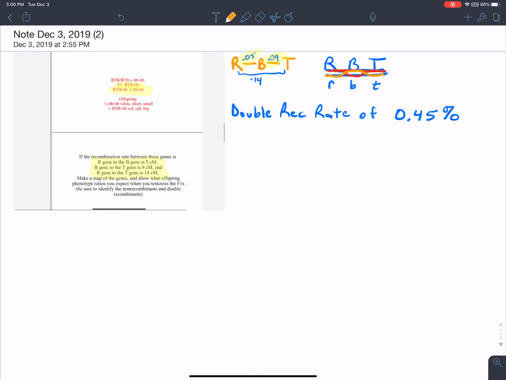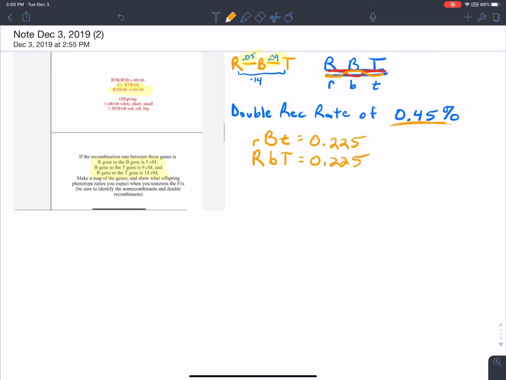But each one of them individually is half that. So you take the 0.45% and you divide it by 2, and if we just follow the trail here, you're going to get a little r, big B, little t. That's going to be half of this 0.45%. So that's going to be 0.225. And then the other one is big R, little b, big T. That's also going to be 0.225.